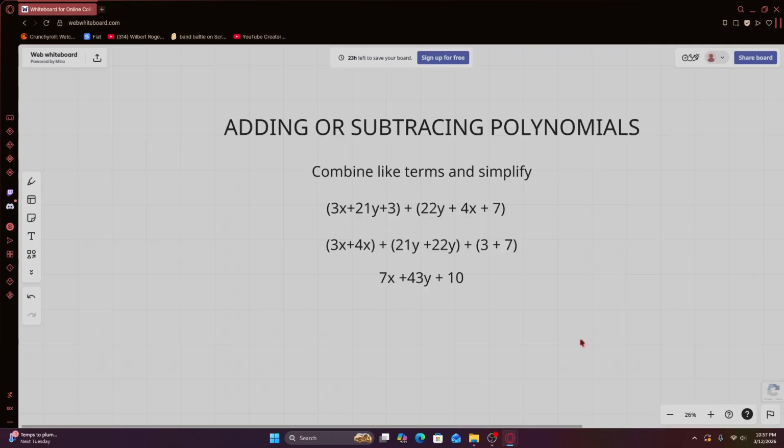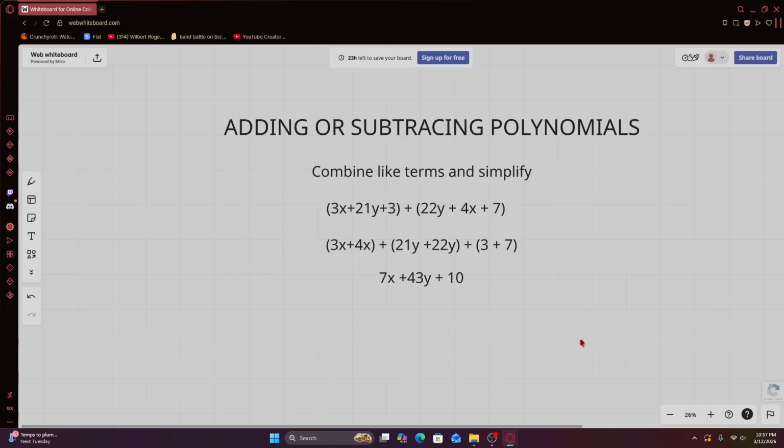Probably should have done this before the binomials, but here's how you add or subtract a polynomial. You just got to combine the like terms. So for this equation, we have two trinomials we can add together. So we have 3x plus 21y plus 3 being added to 22y plus 4x plus 7. Now we can combine those like terms to get 3x plus 4x plus 21y plus 22y plus 3 plus 7. And then we can simplify that to get 7x plus 43y plus 10.